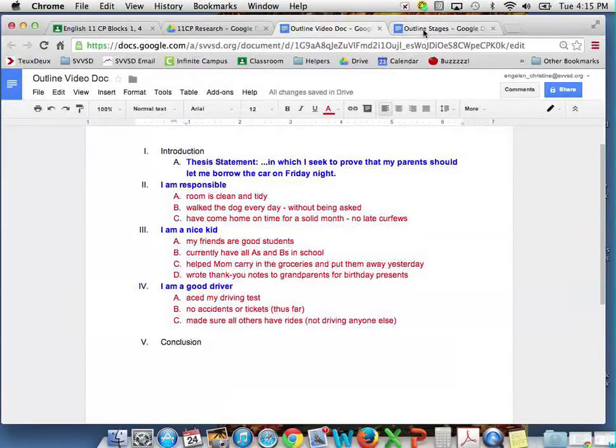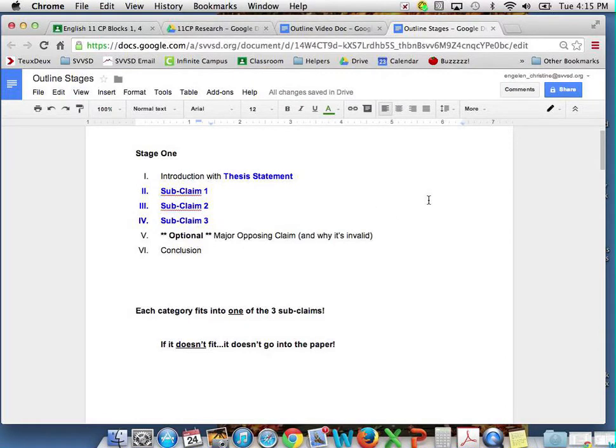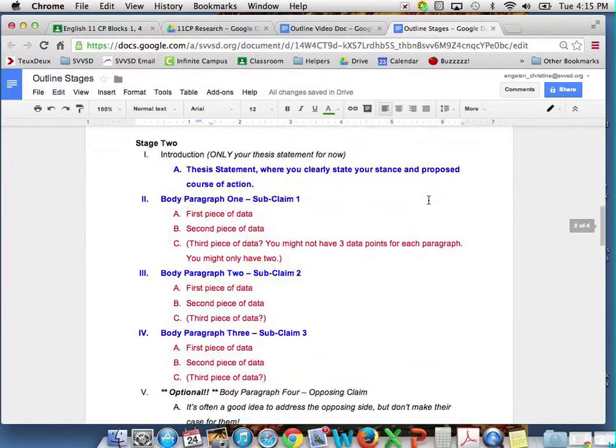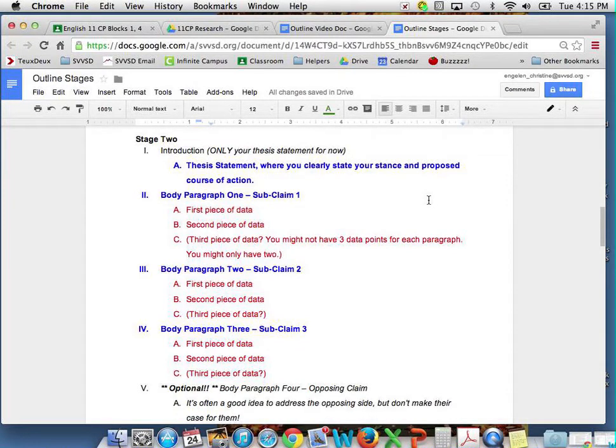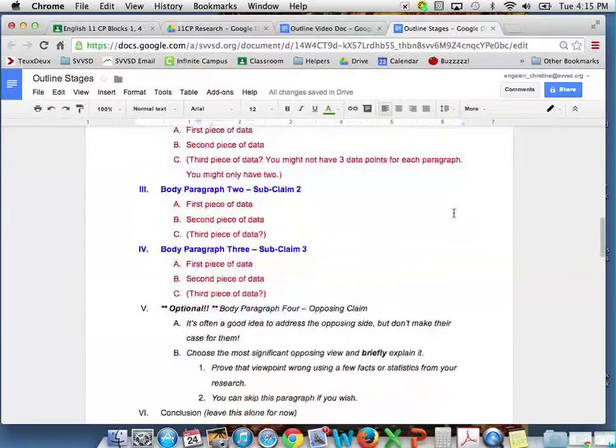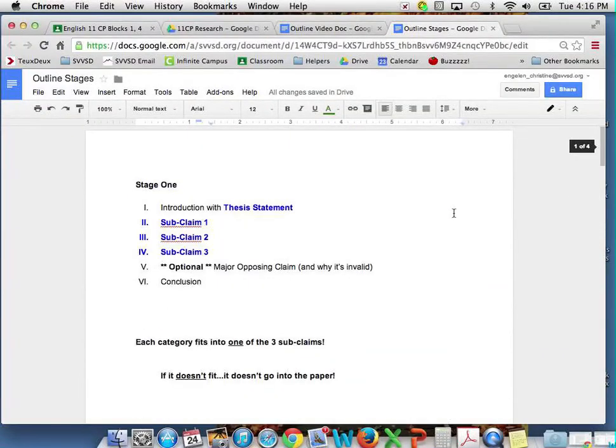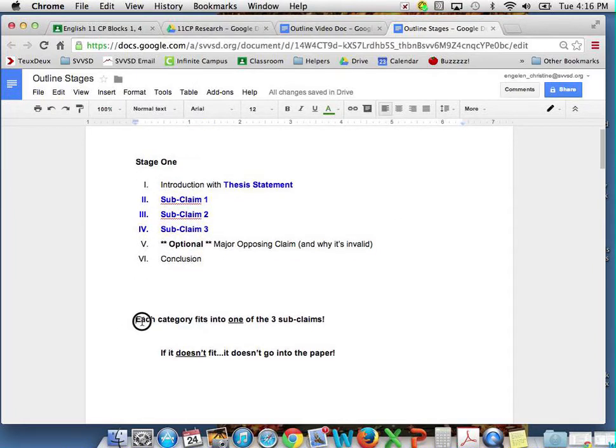Instead, I'm starting with stage 1. And now I've moved into stage 2, where I have my claims and I have my data in here. So right now my outline is only blue and red. Say we've gone into stage 2. We started with stage 1, where we just put in our claims. And what we figured out here is that when we categorized our data, we realized that every single piece of data has to fit into one category, and every category has to fit into one subclaim. And if it doesn't fit, it doesn't go in the paper.